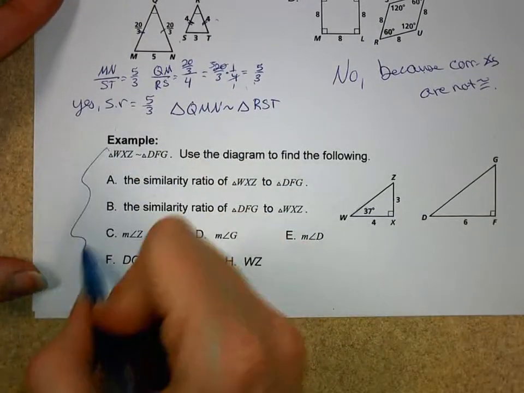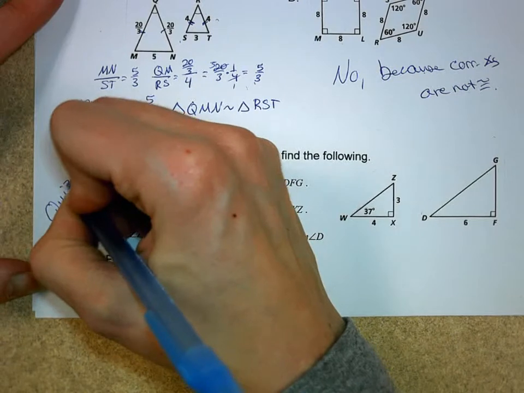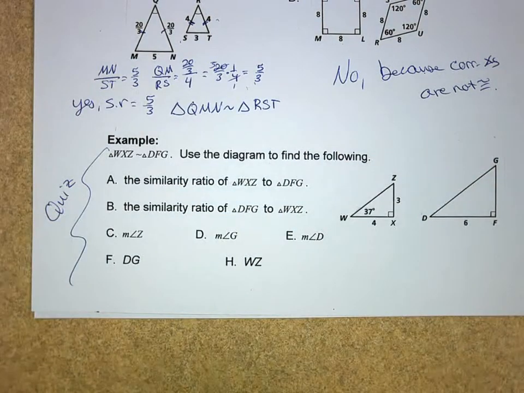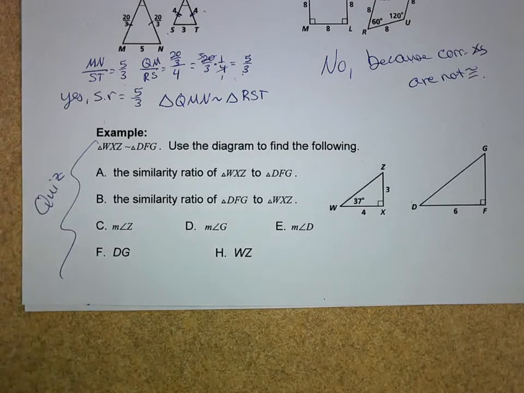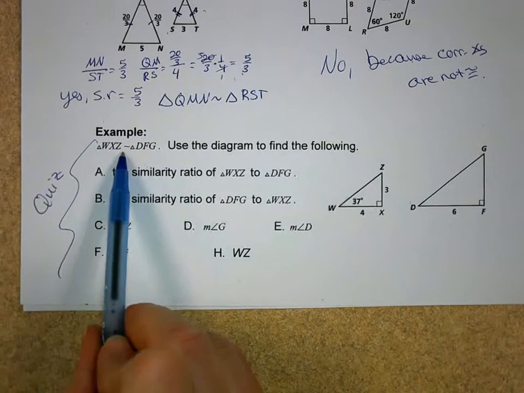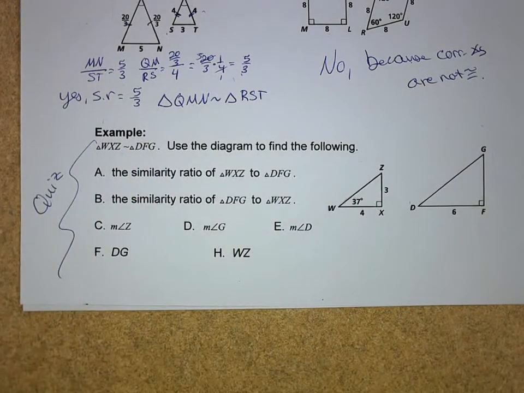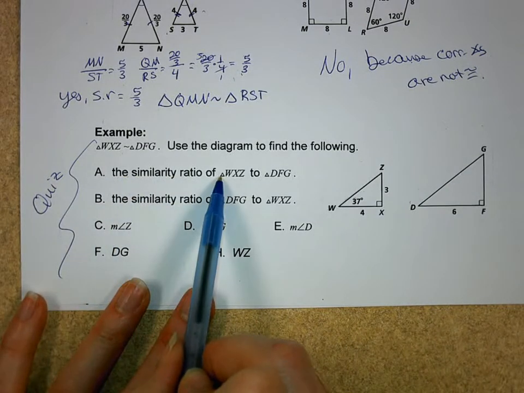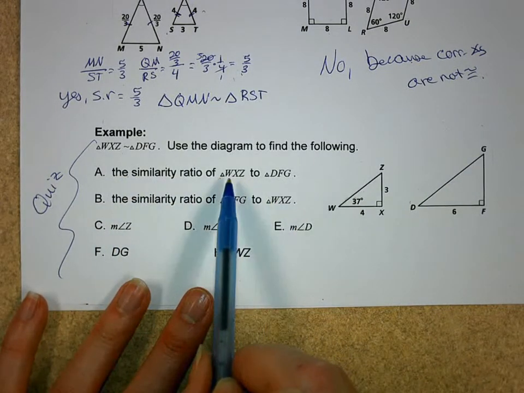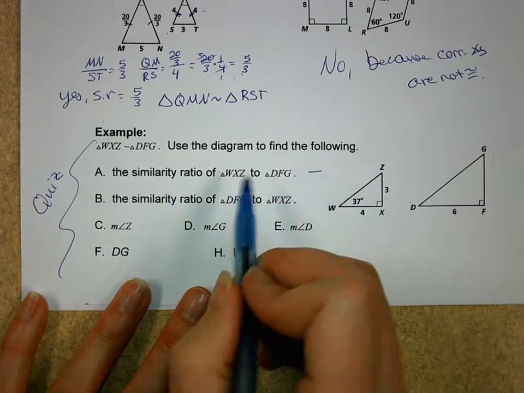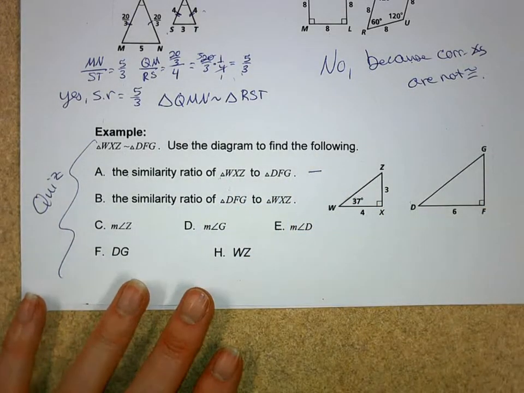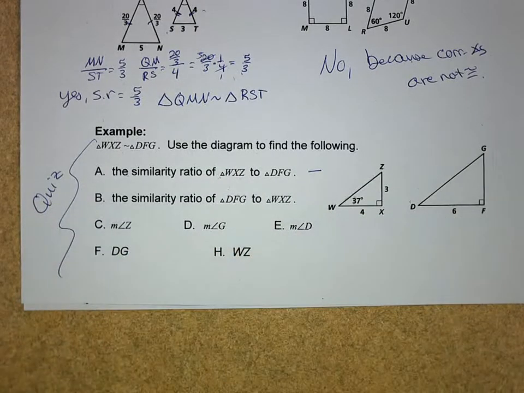Now you will see something like this on your quiz. It's one of those straightforward things you have to know. And I tell you right away, guess what? The 2 triangles are similar. So WXZ is similar to DFG. I tell you how they match. Then I want to know the similarity ratio from WXZ to DFG. Now remember, the one that is named first, its side has to come on top. I will always give you a pair of corresponding sides or a similarity ratio.